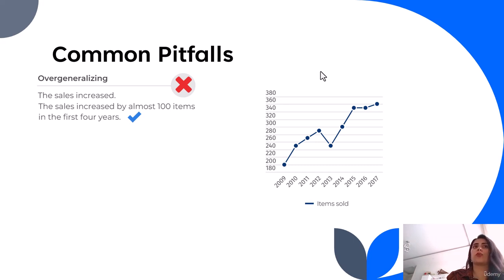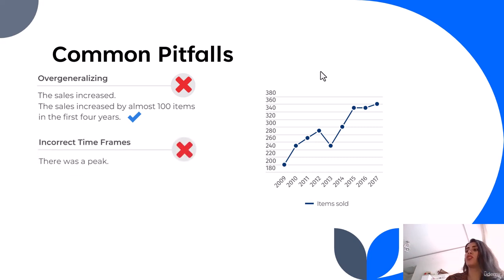The second common pitfall, incorrect timeframes. Always match your descriptions to the correct time periods shown in the visual. Instead of there was a peak, say there was a peak in 2015.